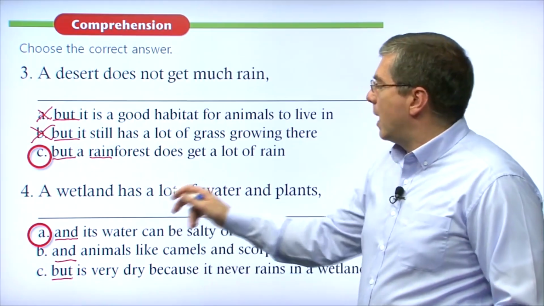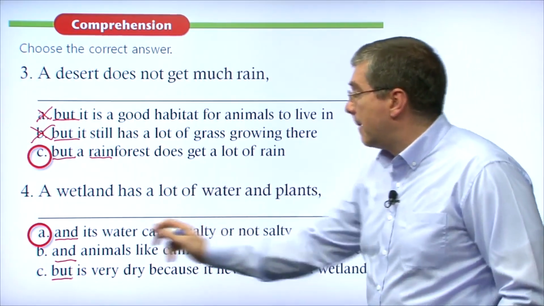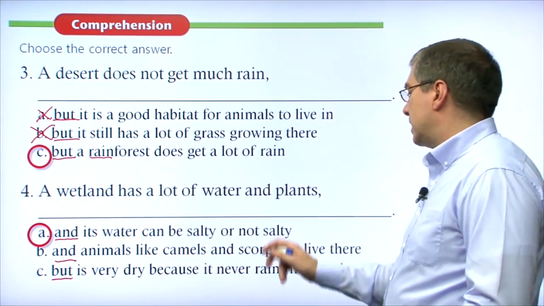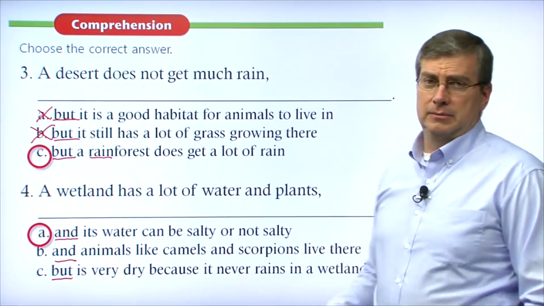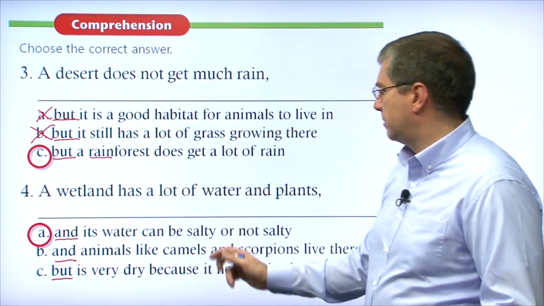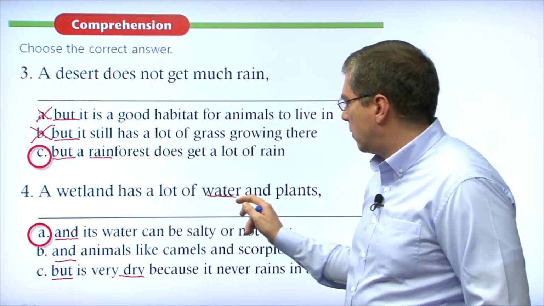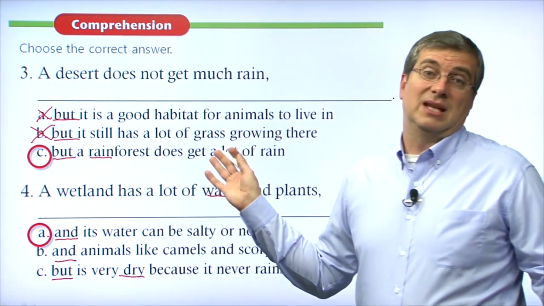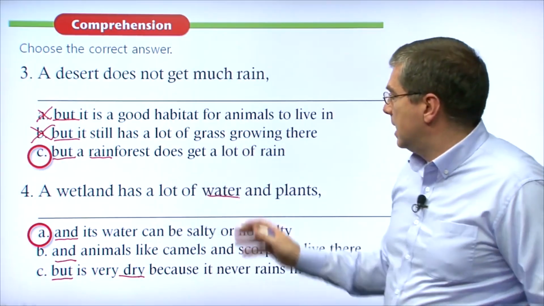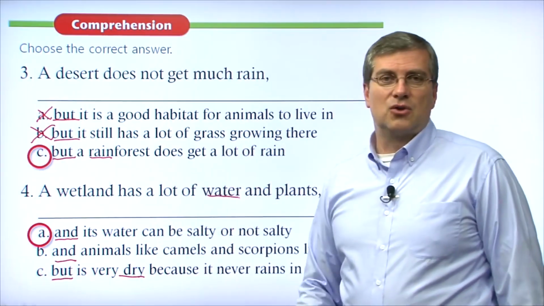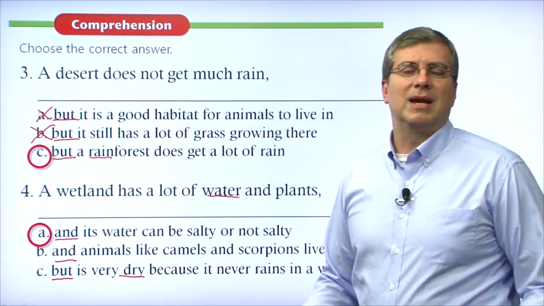How about C? A wetland has a lot of water and plants, but is very dry because it never rains in a wetland. It's very dry. That doesn't make sense. It is very dry, but it's a wetland. It has a lot of water. So that right there, that doesn't make sense, right? It has a lot of water, but it is very dry. That doesn't make sense right there.